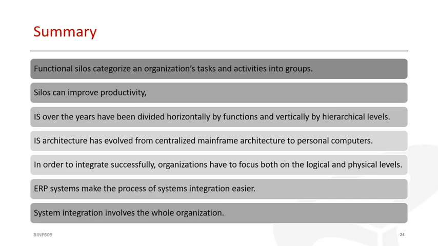In order for system integration to be more successful, organizations have to focus both on the human or logical level and on the physical or system level. ERP systems must make the process of system integration easier, but they are expensive and often require organizations to start from scratch. System integration involves the whole organization, requiring top management support and resources for a long time period. Management must be ready to face the human and ethical changes in a system integration project.